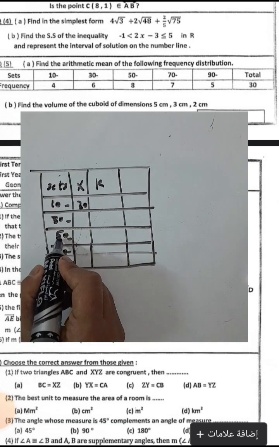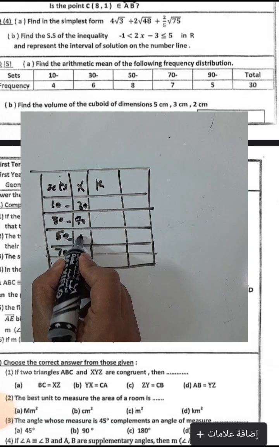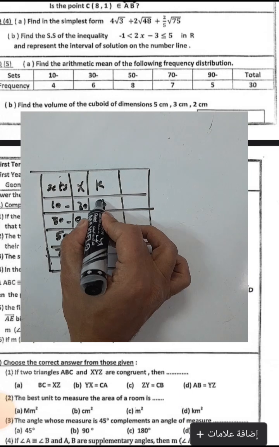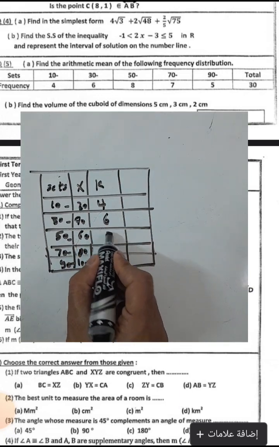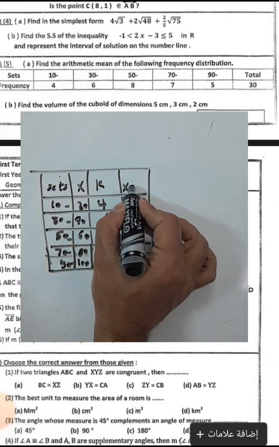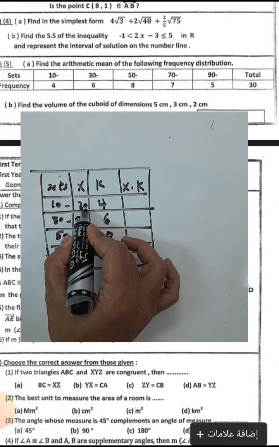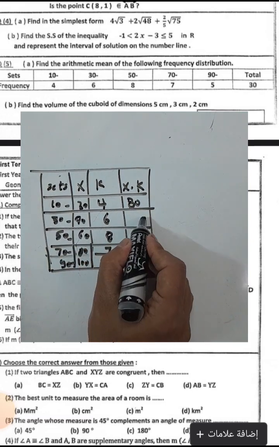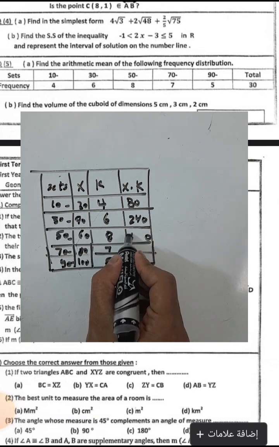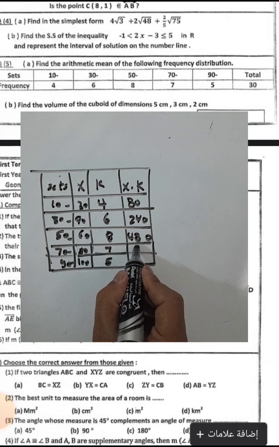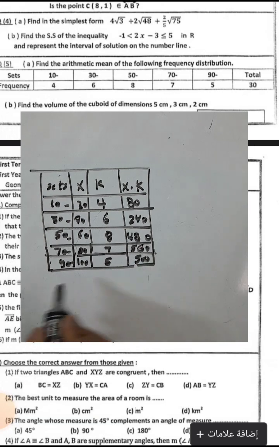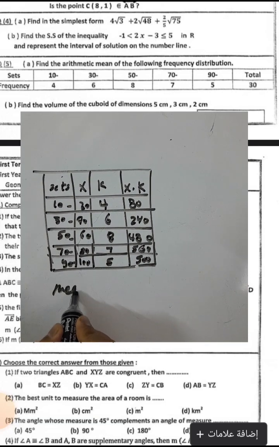30 plus 50 is 80, divided by 2 is 40. Okay, 20, 40, 60, 80, 100, and k here 4, 6, 8, 7 and 5. We can find the product of k and x. 20 times 4 is 80, 40 times 6 is 240, 60 times 8 is 480, 80 times 7 is 560, and 100 times 5 will be 500.